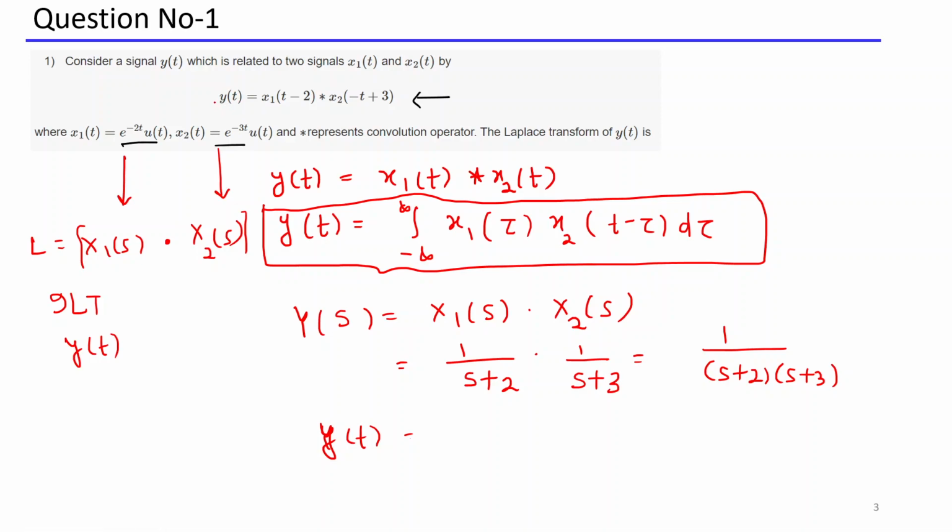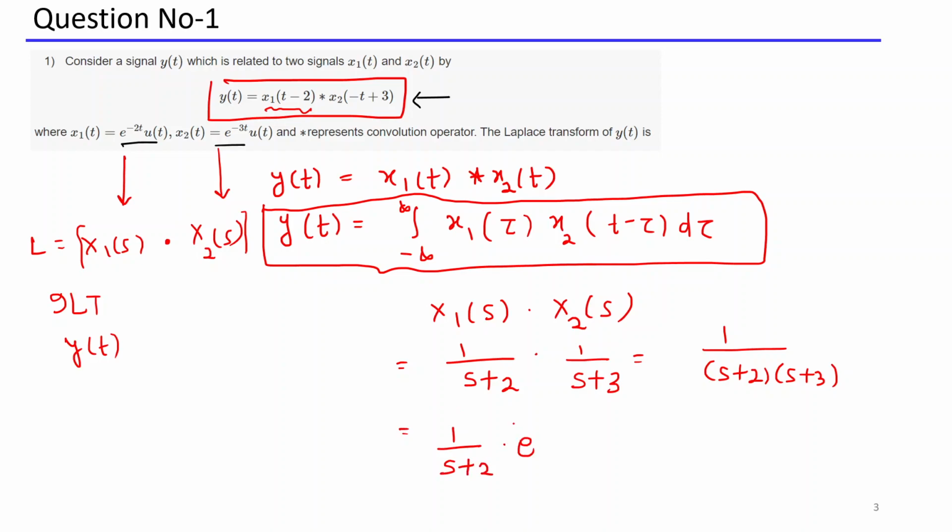But here your Y of t is something different. Okay, you need to find this one. So this is not the answer, I'm just giving this one as Y of s. This is something different. This is X1 of s and X2 of s, but you need to find the Laplace transformation of X1 of t minus 2. The Laplace transformation of X1 of t minus 2 is how much? 1 by s plus 2 into e to the power minus 2s, right? This is the first part.